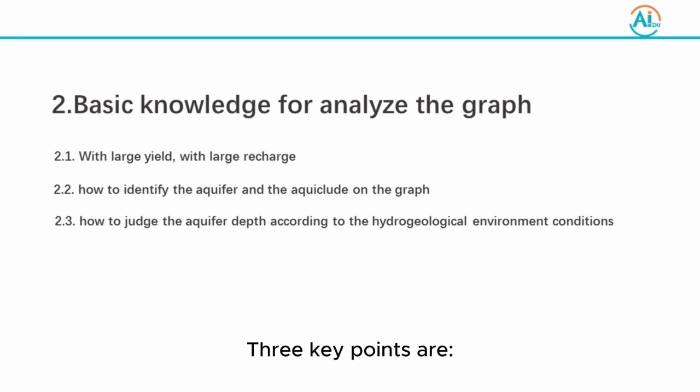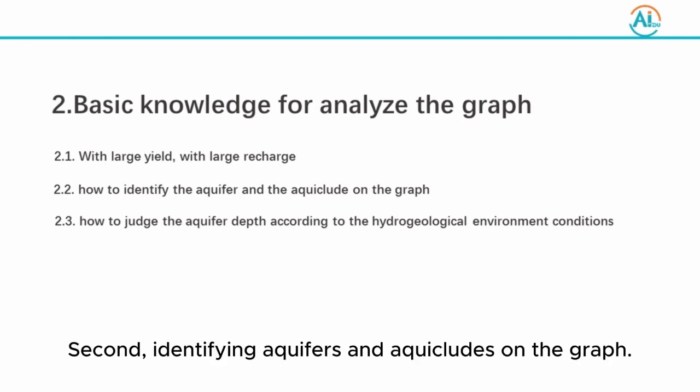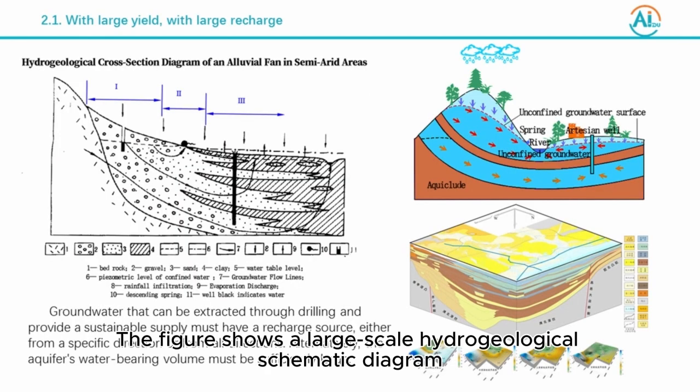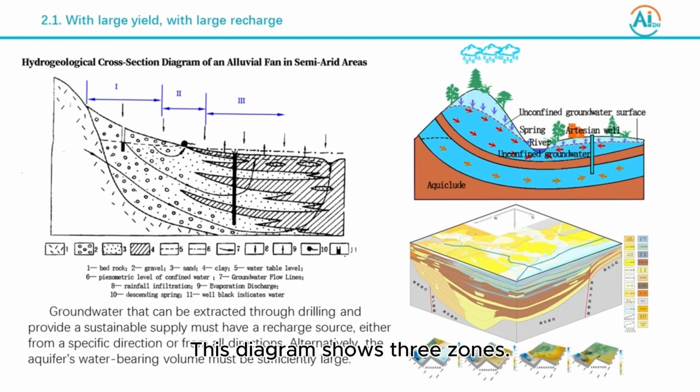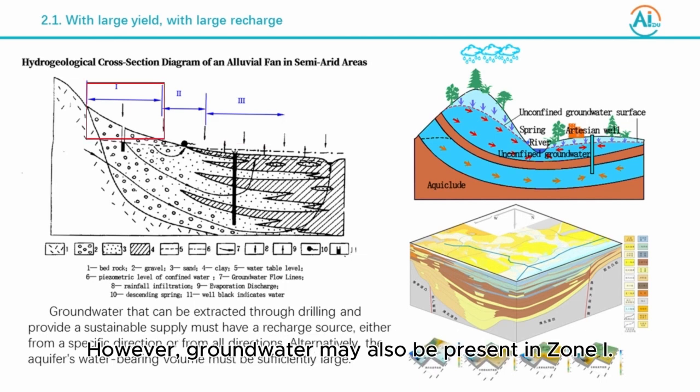Three key points are: first, a drillable, productive underground water source must have a substantial water supply. Second, identifying aquifers and aquicludes on the graph. Third, determining aquifer depth based on hydrogeological conditions. The figure shows a large-scale hydrogeological schematic diagram. This diagram shows three zones. In most cases, wells drilled in valleys yield more water than those drilled on mountaintops. However, groundwater may also be present in Zone I.